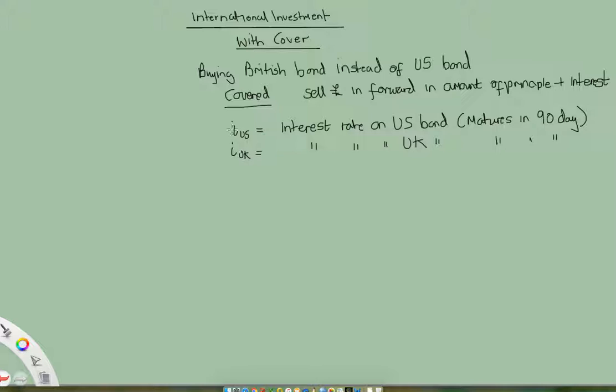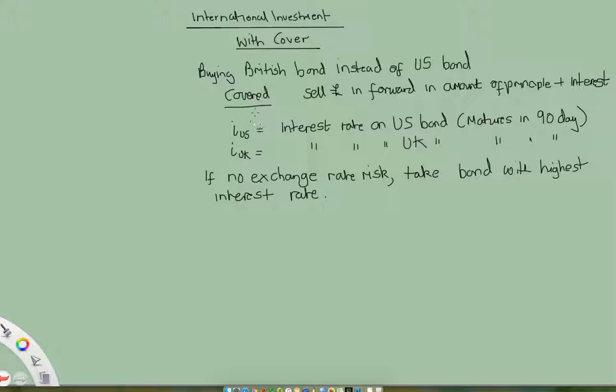And at first glance, it should seem obvious that we should buy the bond with the highest interest rate. So if there was no exchange rate risk, the exchange rates were fixed and everyone believed they would stay fixed, just take the bond with the highest interest rate. That's the best place to put your money. But there is exchange rate risk.